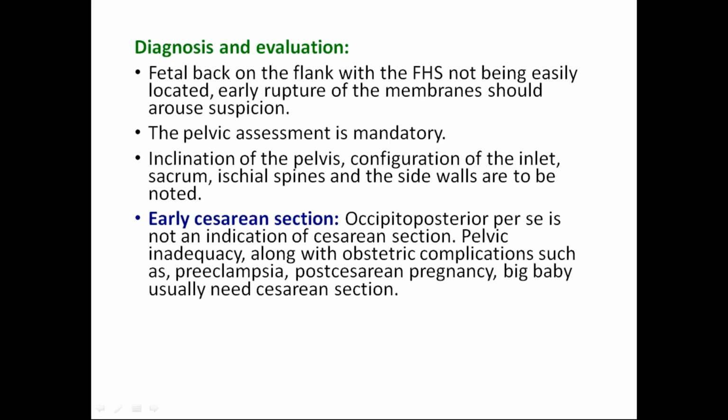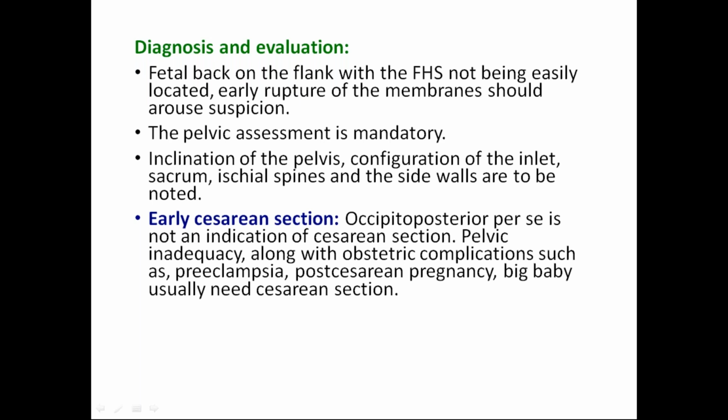If you palpate below the umbilicus, the fetal heart sound is clearly audible, and there is early rupture of membranes, suspect that something abnormal is going to happen. So pelvic assessment will be the same. First, assess whether the sacrum is well curved or not, whether the spine is prominent or not, or whether there are convergent side walls. If you find all these things, go straight for cesarean section.